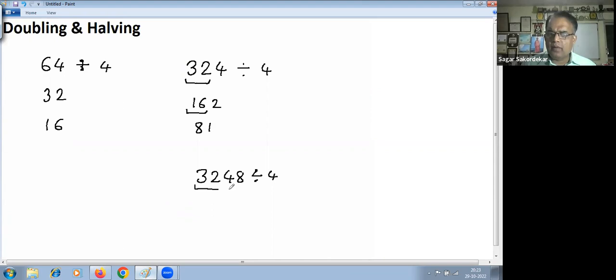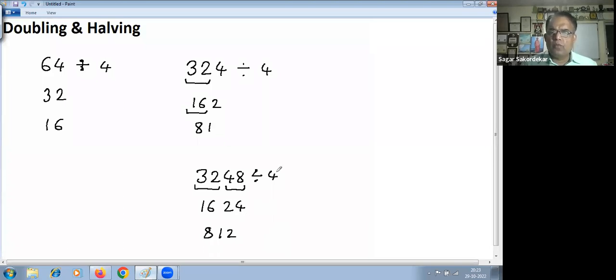So you can group like this. So divide by 4 means you have to make half 2 times. 32 half is 16. 48 half is 24. Again you have to make half. Half of 16 is 8. And half of 24 is 12. I think all have answered correctly.